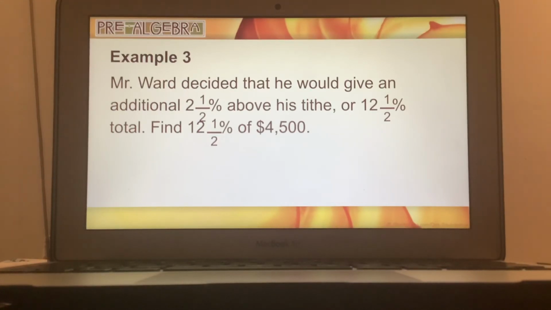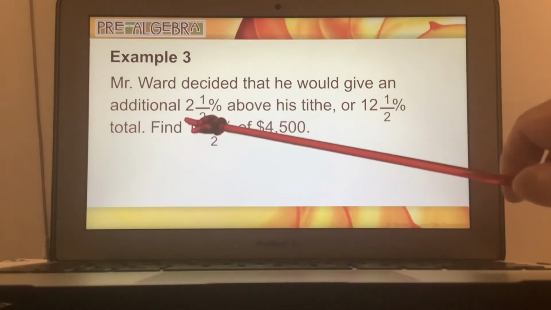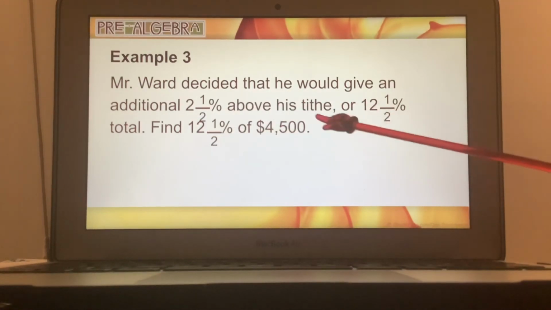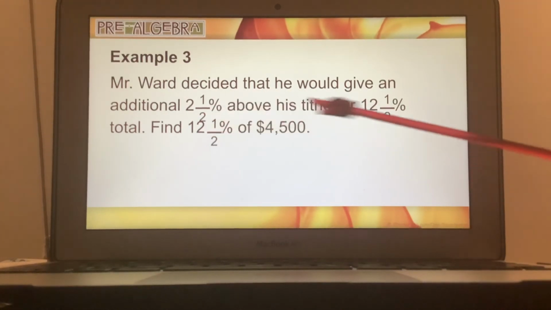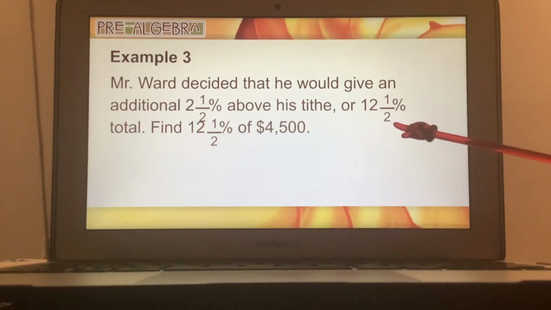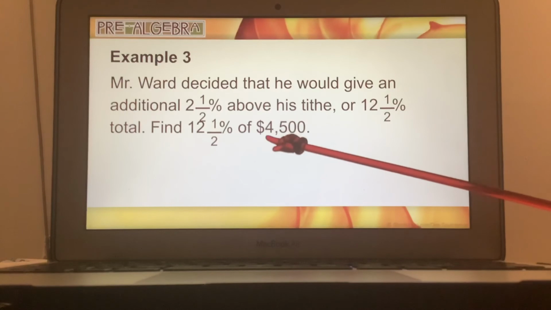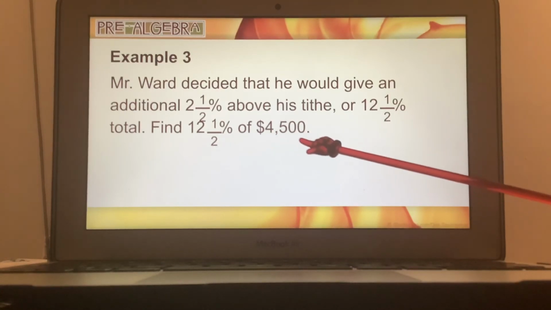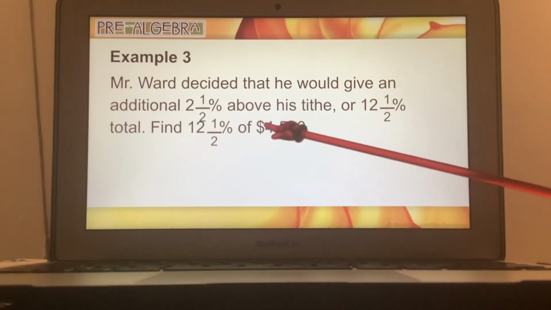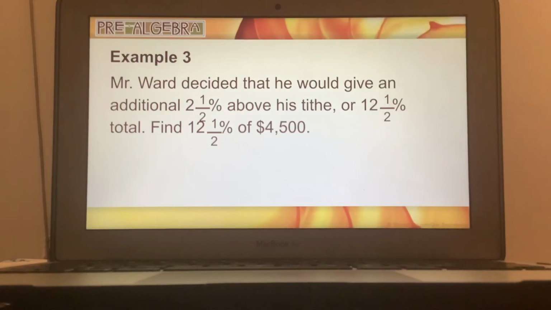So that's how we got the tithe plus His additional amount, 10% plus 2.5%. That's how we got the 12.5%. So Mr. Ward gave a total of 12.5% of his total income, which is $4,500, and he gave that back as his offering to God.